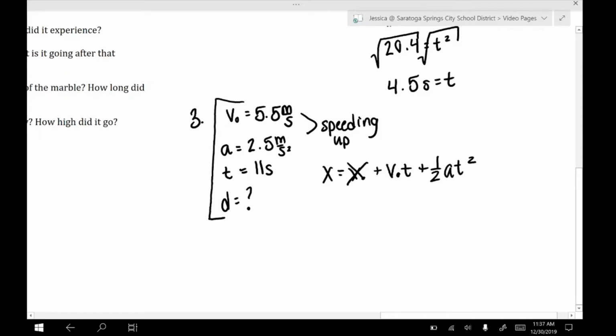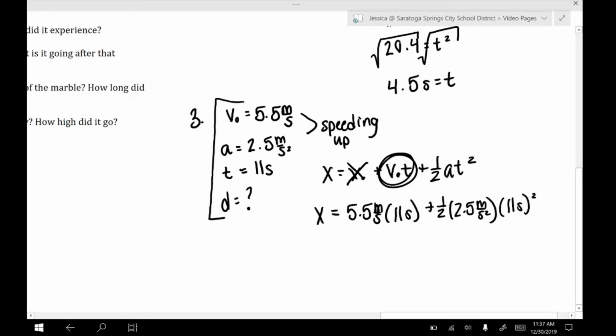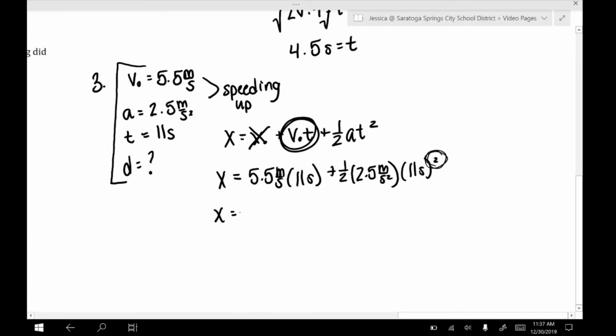But this time, this term here isn't going to go away because I have an initial velocity. So I have x equals 5.5 meters a second times 11 seconds plus 1/2 times 2.5 meters a second squared times 11 seconds squared. The most common mistake that students make using this equation is forgetting the squared here. Okay. So doing 5.5 times 11 to begin with gives me 60.5. Okay, doing the next term, making sure to square the 11, gives me 151.25. So adding those two together, we get that this object has traveled 211.75 meters.